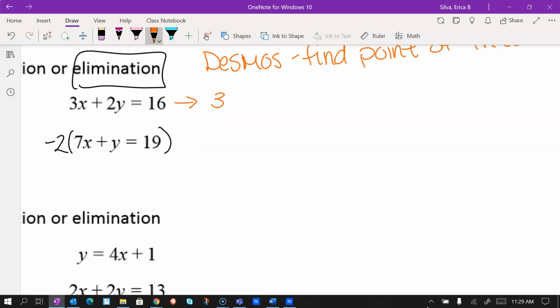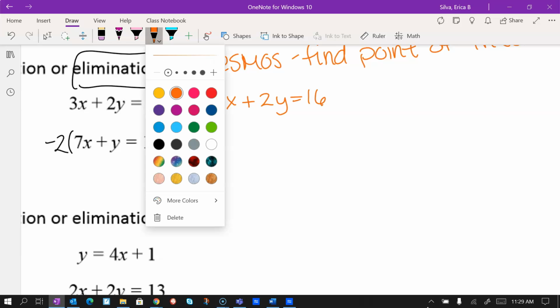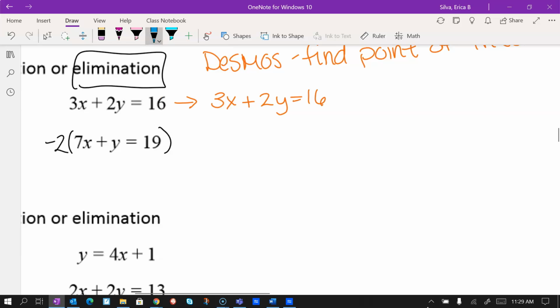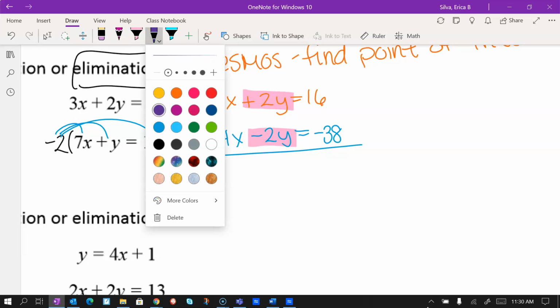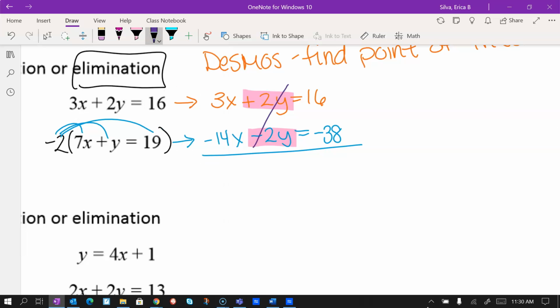So I'm going to rewrite the first equation. And then the second equation, I'm going to distribute that -2. So this becomes -14x minus 2y equals -38. And notice how now these y's are complete opposites of each other. So we're going to eliminate those, and then we're just going to add down.